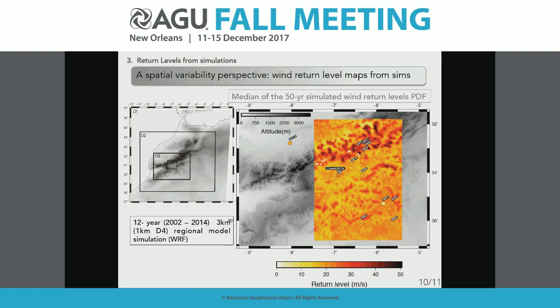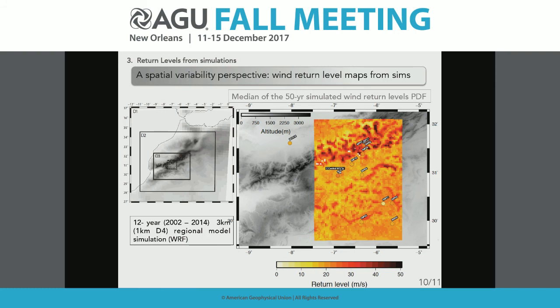And what you are seeing here is the 50-year median of the wind speed. So this would represent the wind that is expected to be equaled with a chance of 0.02 in a single year. So this goes very well with the orography, as you can see here. The higher winds are expected at the top of the mountains.